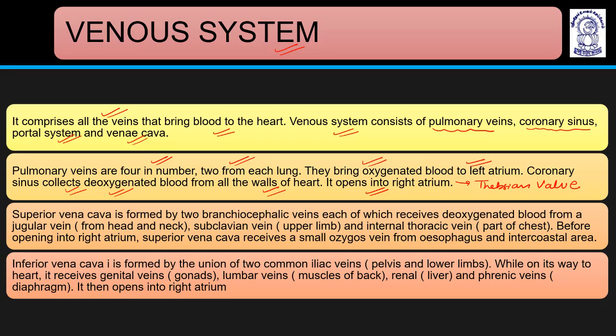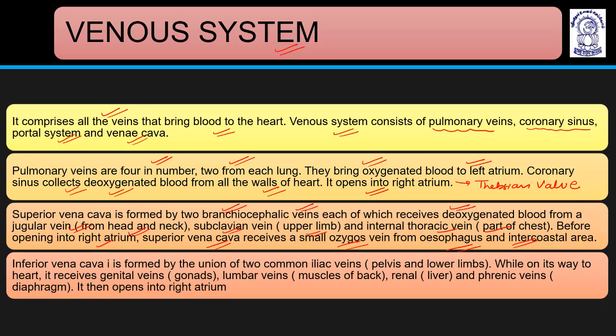Superior vena cava is formed by two brachiocephalic veins, each of which receives deoxygenated blood from jugular vein from head and neck and subclavian vein from upper limb, and internal thoracic vein, part of chest. Before opening into the right atrium, superior vena cava receives a small azygos vein from esophagus and intercostal area.